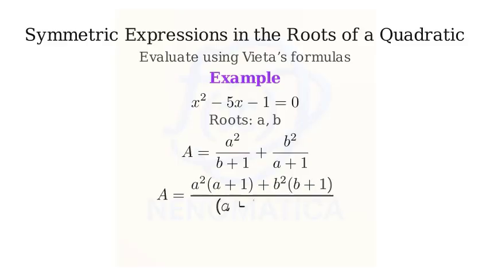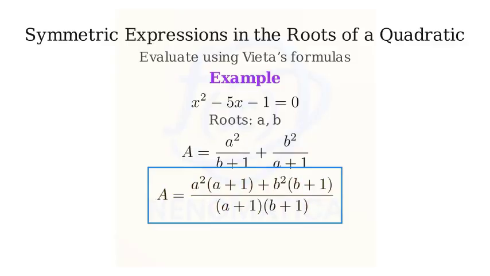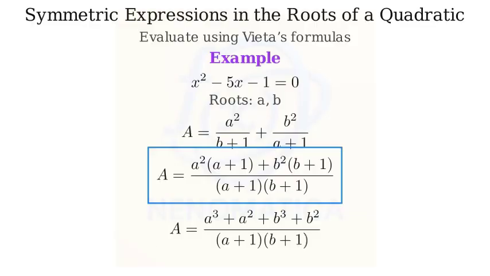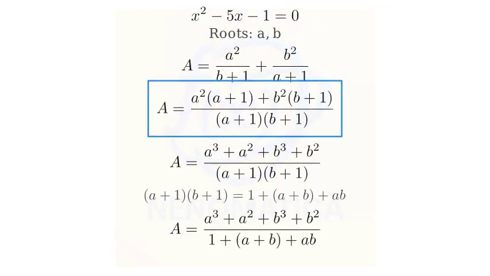Step 1. Put the two fractions over a common denominator. Multiply a squared by a plus 1, and b squared by b plus 1, over the product a plus 1 times b plus 1. Step 2. Expand the numerator and the denominator. In the numerator, we get a cubed plus a squared plus b cubed plus b squared. In the denominator, a plus 1 times b plus 1 equals 1 plus a plus b plus ab.